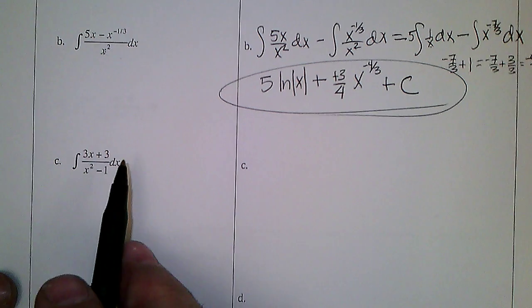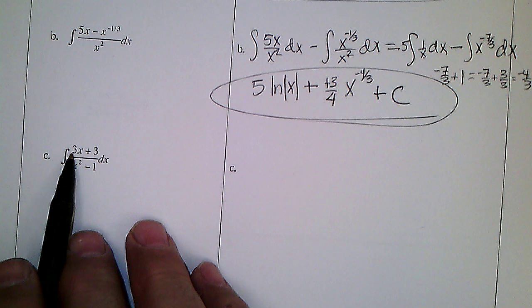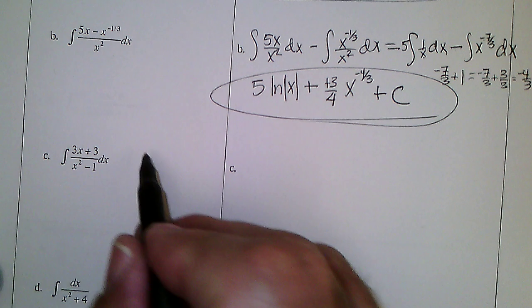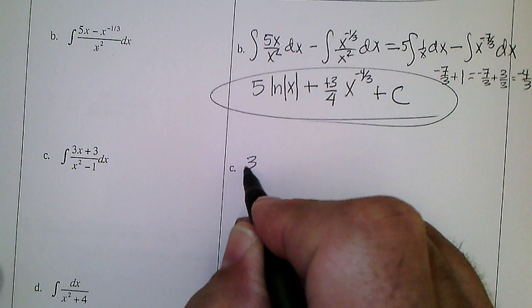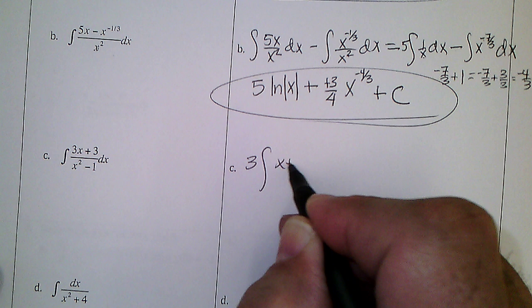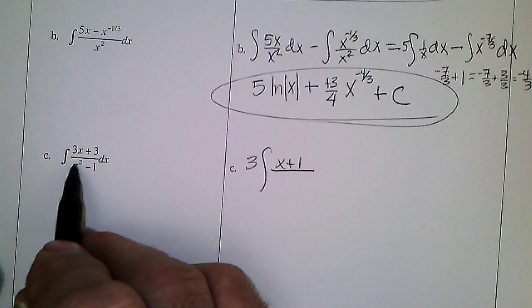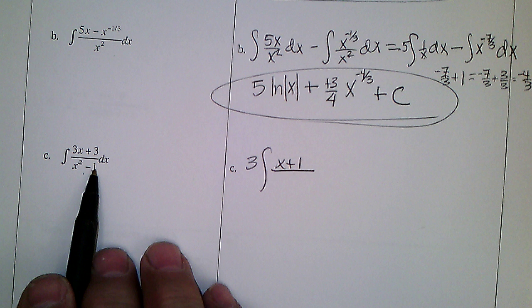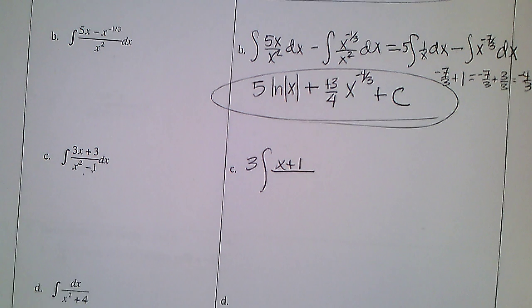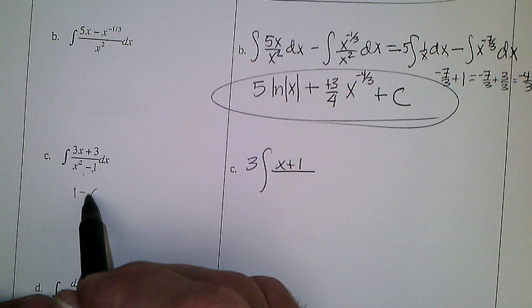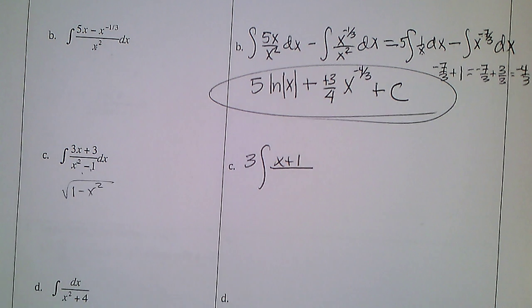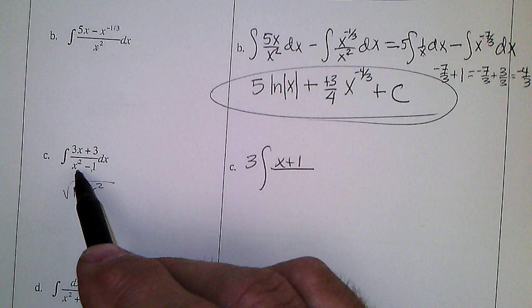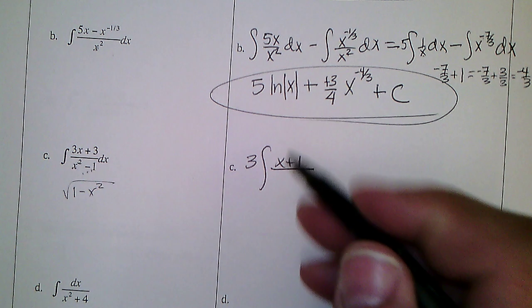This one, do not make it hard. There's a 3 in both of these, so it would factor out. And x squared minus 1, now if it was x squared plus 1, we might be trying to do tangent, inverse tangent or something like that. If it was 1 minus x squared with a square root, we might be trying to do the inverse sine. But x squared minus 1 factors.